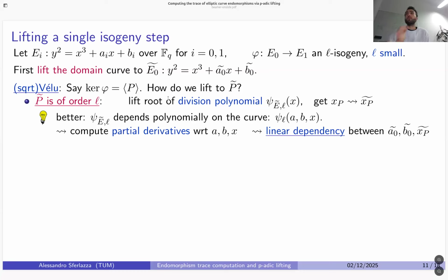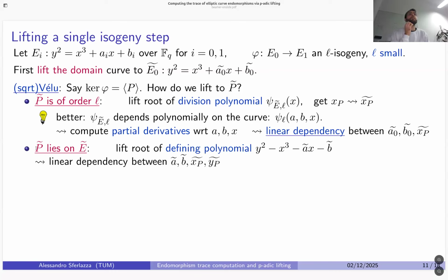Actually, we can observe here that the division polynomial also depends polynomially on the coefficients of the curve. So instead of just lifting x using a Newton's iteration, we can compute partial derivatives. That is the dependency of this function locally on all the variables. And that gives us a linear dependency relation between the x coordinate of the point and the coefficients of the curve that ensures, when we lift, we know how to set them so that the lift is still a point of order L.